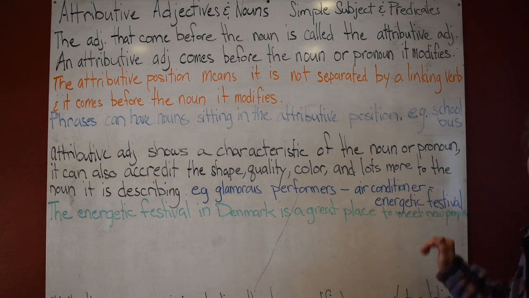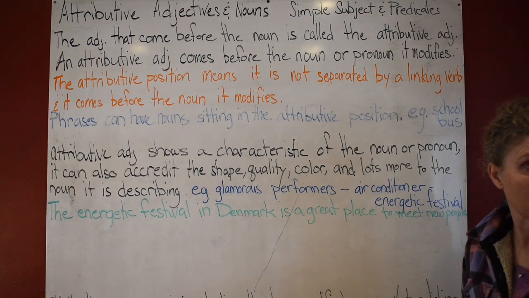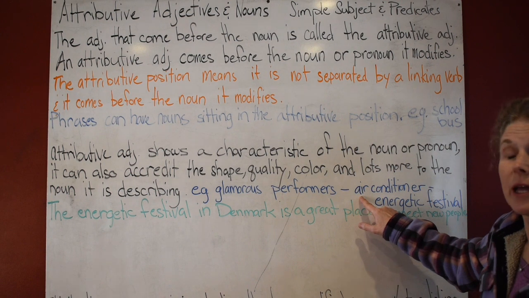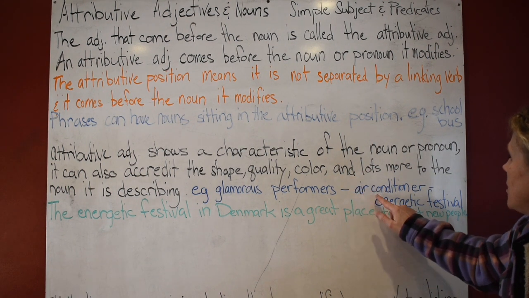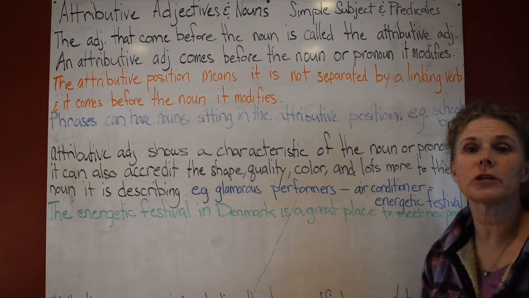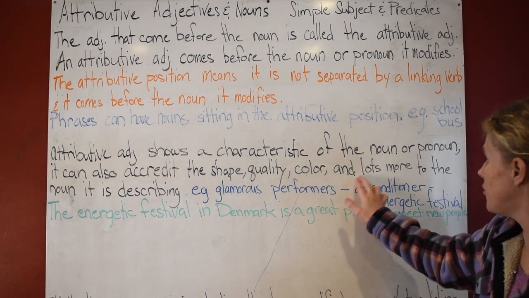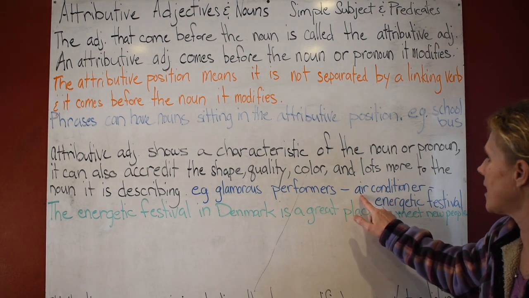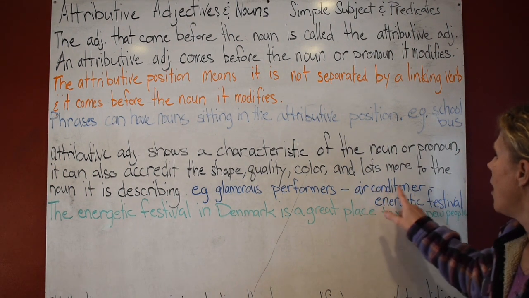But look at air conditioner. Is this air an attributive adjective? What do you think? Paul says yes, Daniel says no, and Daniel's right. If you drop air, then you get a completely different word. This is a compound noun. An air conditioner is one thing. If you drop this, then it doesn't make sense. So you know right here that this is not an adjective sitting in the attributive position. You have to be careful how you're doing that.